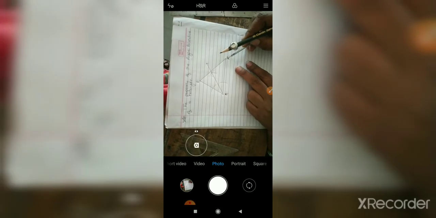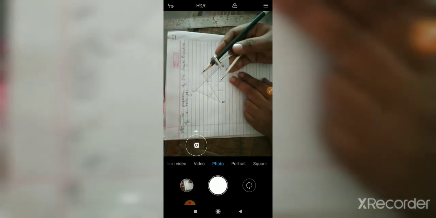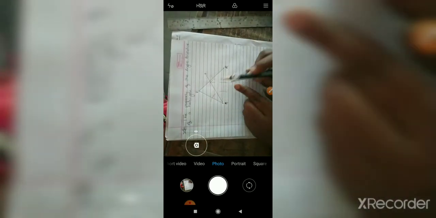Now we will draw the angle bisector for the angle R. So the metal point we have to keep on R. Draw the arcs which intersect the two sides of the triangle. Without changing the distance, just put this metal point on this first arc and draw the arc here, and from this arc we have to draw the arc which intersects the first one. Okay, and now join the point R and the point of intersection of these both arcs.